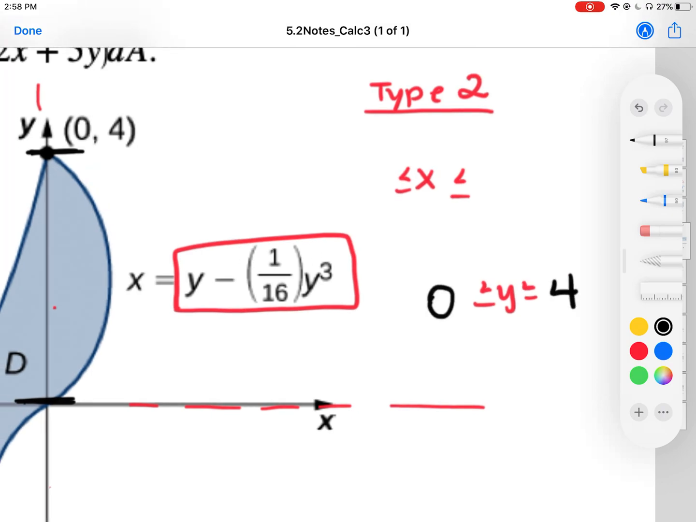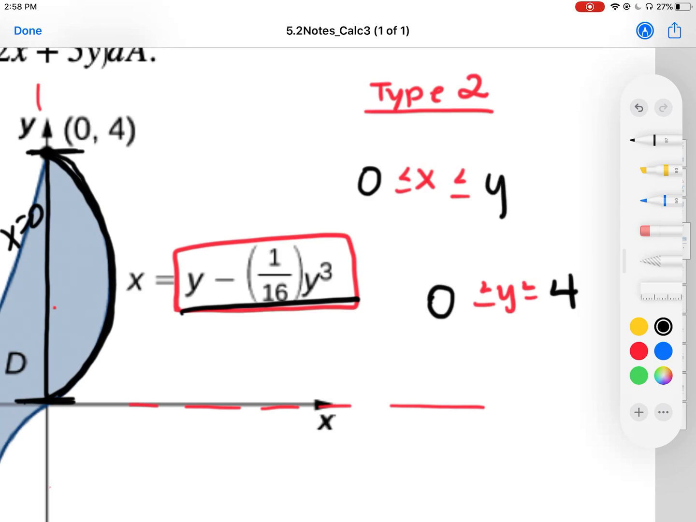And if I look at my functions enclosed by this line here, this is the line x equals 0. So our first x is 0, and then our graph. Now, if I'm writing in type 2, which is for y, I need to have my argument in terms of y. And I do. My function is in terms of y. So I have y minus 1 over 16 y cubed.